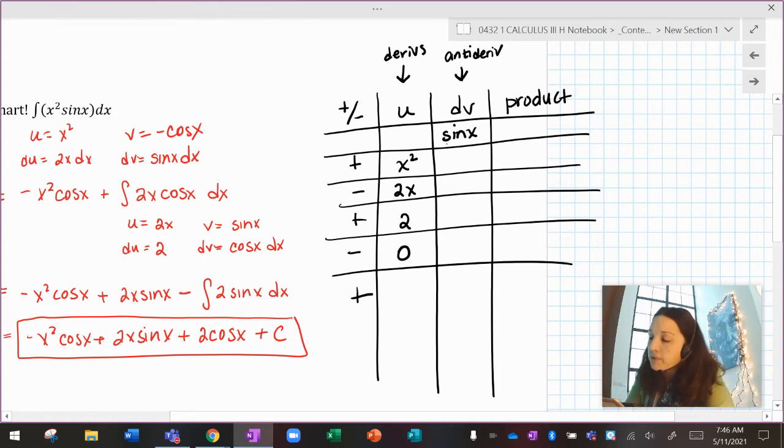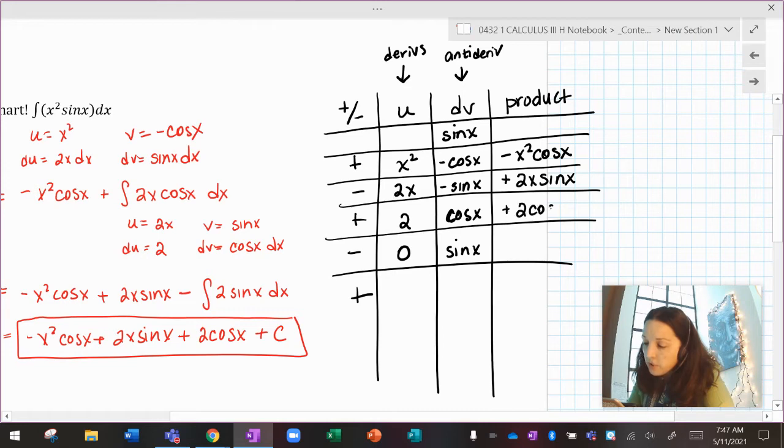In the antiderivative column, the antiderivative of sine x would be negative cosine x. The antiderivative of negative cosine x would be negative sine x. And the antiderivative of negative sine x would be cosine x. And the antiderivative of cosine x would be sine x. Then I put the product on the right. A positive x squared times negative cosine x is going to be negative x squared cosine x. A negative 2x times negative sine x is going to be a positive 2x sine x. A positive 2 times cosine is going to be a positive 2 cosine x. And a negative 0 times sine x is going to be 0.